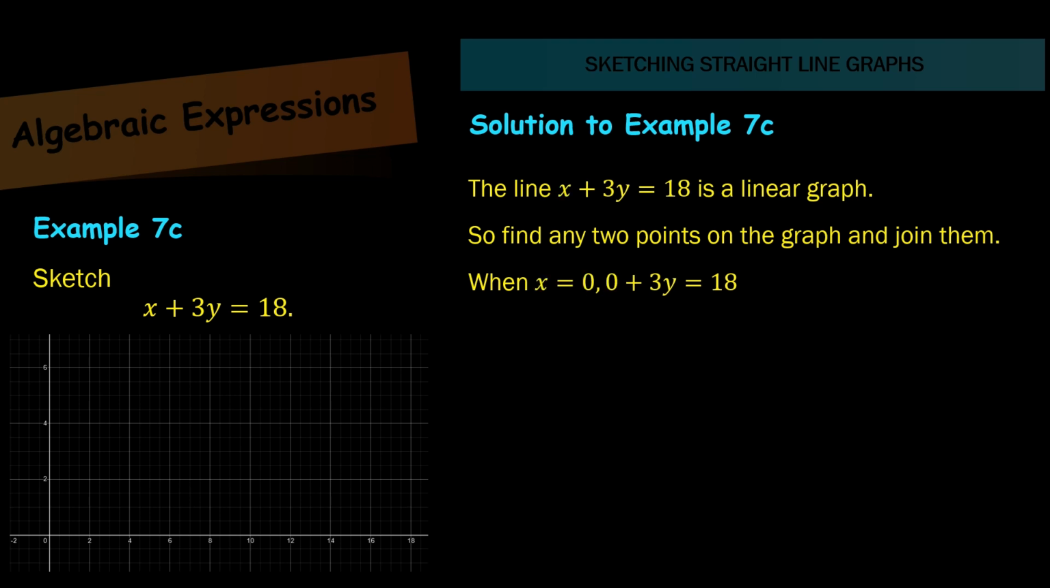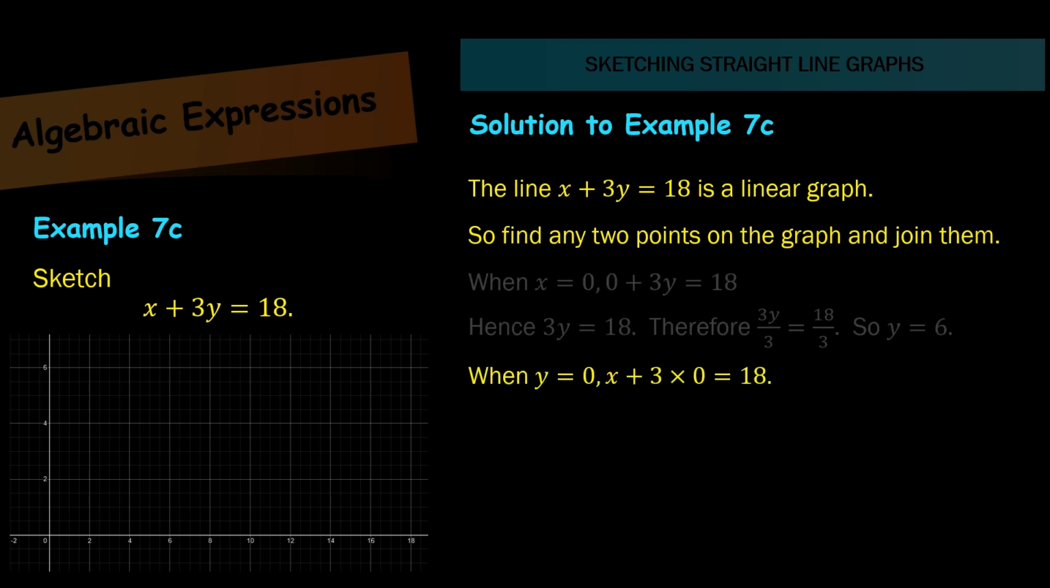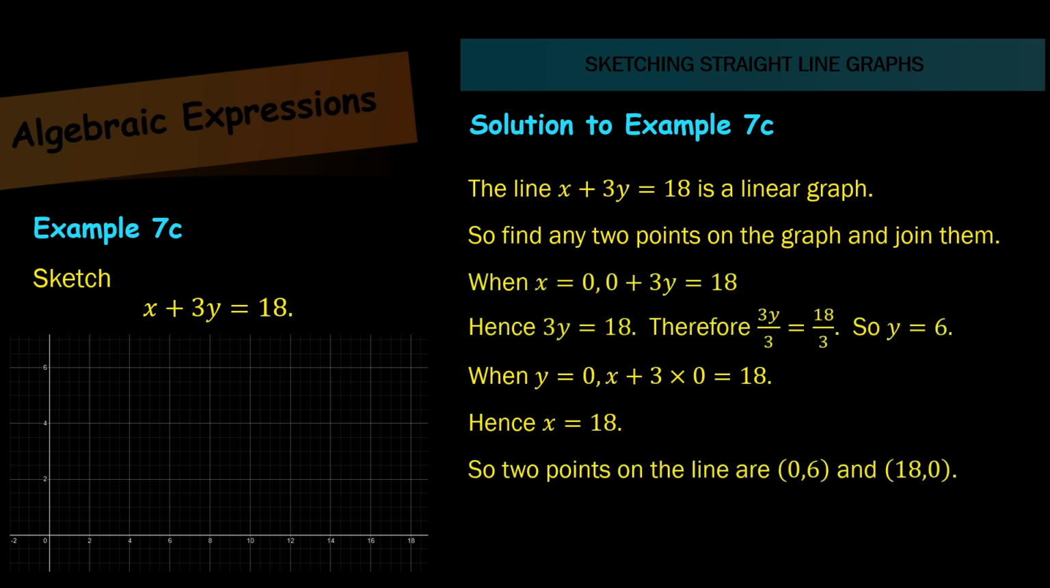Rearrange to give 3y equals 18. And then divide by 3, giving y equals 6. And now find the other point. When y is 0, again, plug in the values in the equation and tidy up to give x equals 18. So the 2 points on our line are (0, 6) and (18, 0).